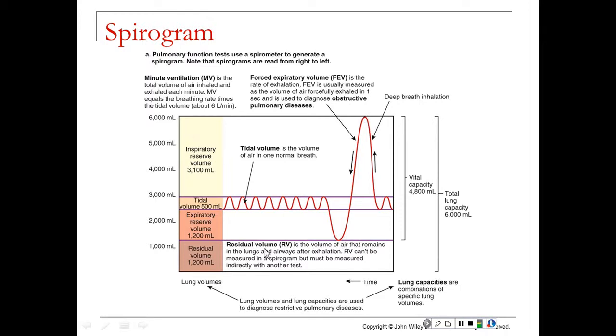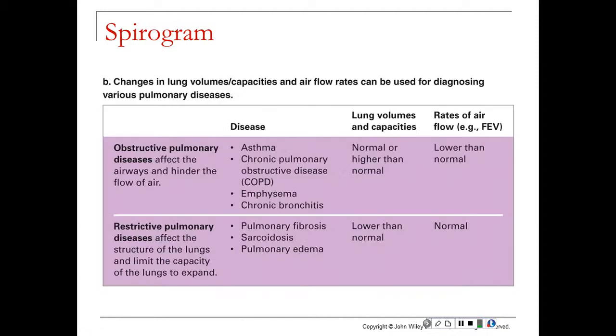The residual volume, notice that's down here. On average, it's about 1,200 milliliters. That's the volume of the air that's going to remain even after forced exhalation, or your expiratory reserve volume. That, along with your vital capacity, gives you your total lung capacity of around 6,000 if you're a male, 4,200 if you're a female. So, changes in lung capacities and lung volumes could be useful in diagnosing things like asthma, COPD, emphysema, bronchitis, pulmonary fibrosis, sarcoidosis, pulmonary edema, etc.